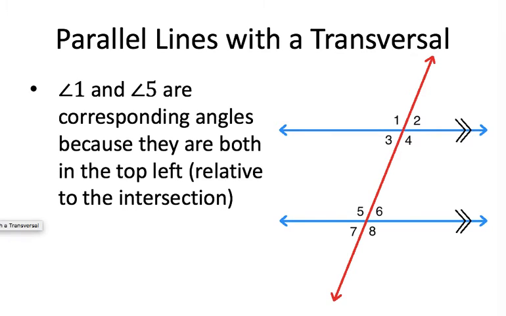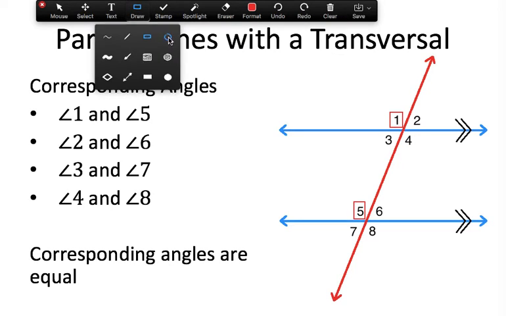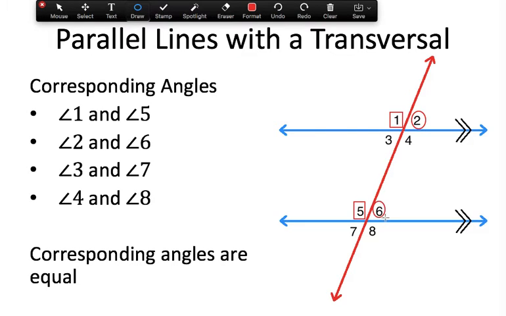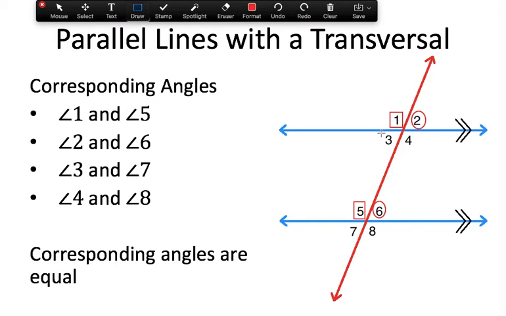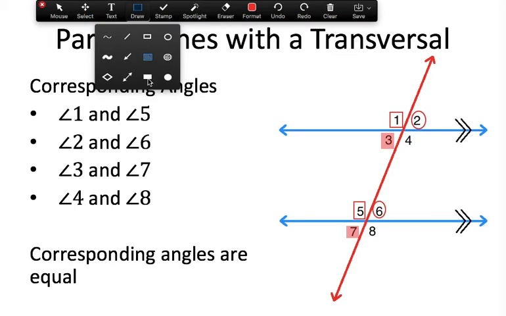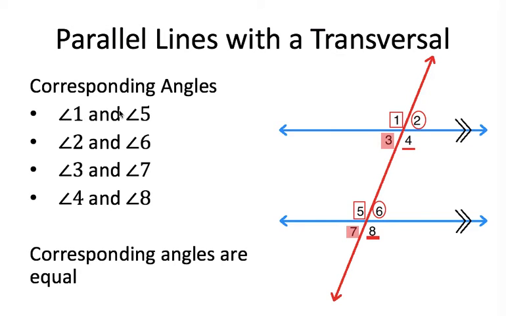So there are 4 pairs of corresponding angles here. Like I just said, angle 1 and angle 5 are corresponding. Angle number 2 and angle number 6 are corresponding because they're both in the top right compared to their intersection point. And then angle 3 and angle 7 are corresponding angles. And finally, angle 4 and angle 8 are corresponding angles. Each of those pairs are equal. So angle 1 is equal to angle 5, angle 2 is equal to angle 6, angle 3 and 7 are equal, angle 4 and angle 8 are equal to each other.